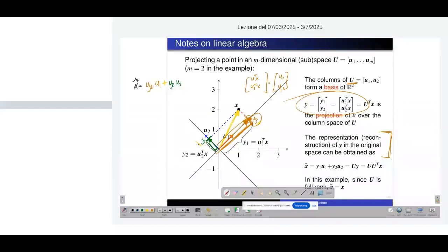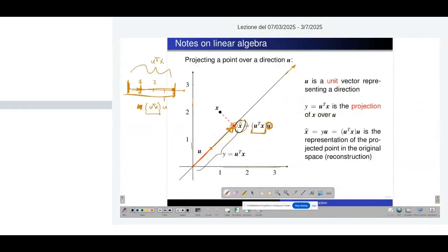I put a hat here because in general, if the projection is a lower dimensional version of the original space, then this projection will be the coordinates of the projected point in the original space, exactly as it was happening in the previous slide. In this case, since the two spaces have the same dimensionality, x hat will actually be equal to x. But if you remember here, my projection was not the same point as the original one.